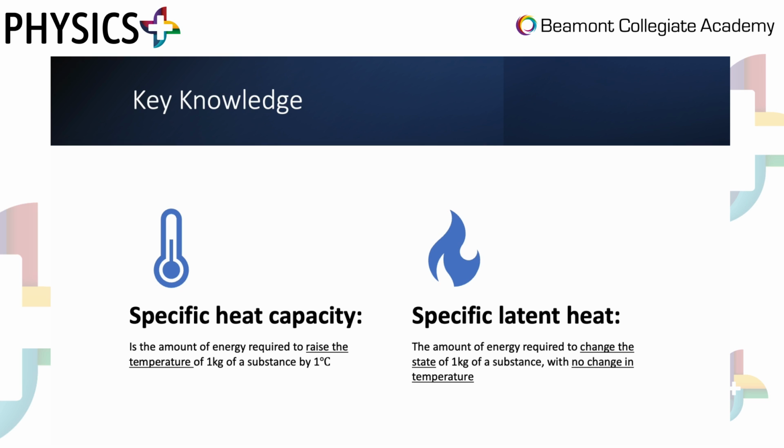Key knowledge. Specific heat capacity is the amount of energy required to raise the temperature of 1 kilogram of a substance by 1 degrees C. Specific latent heat is the amount of energy required to change the state of 1 kilogram of a substance with no change in temperature.